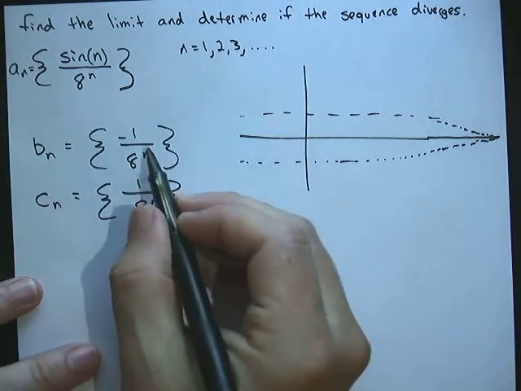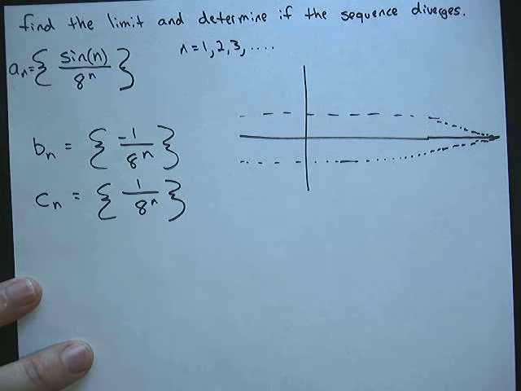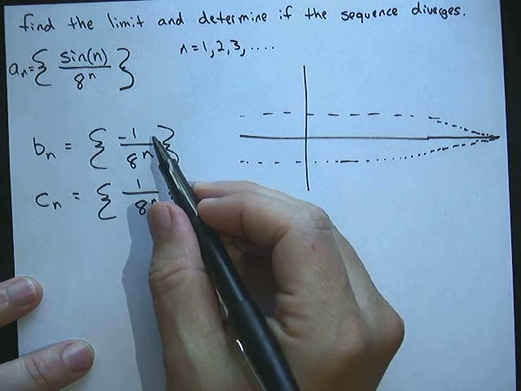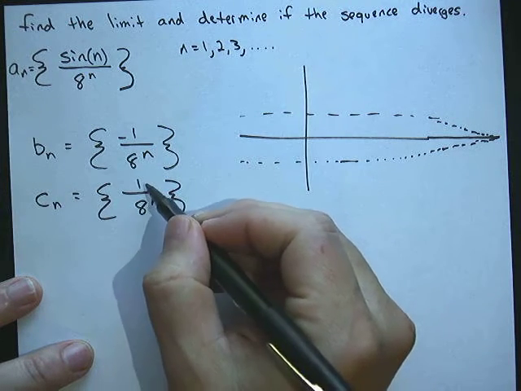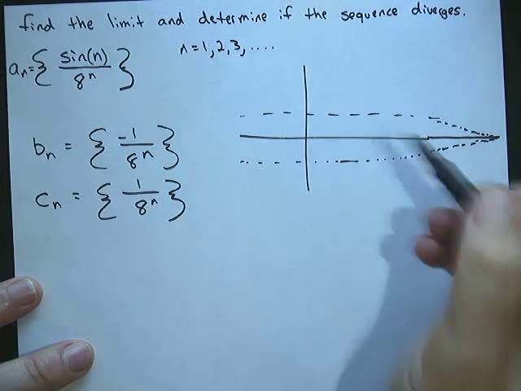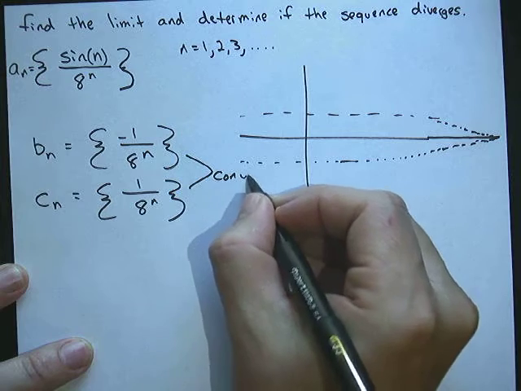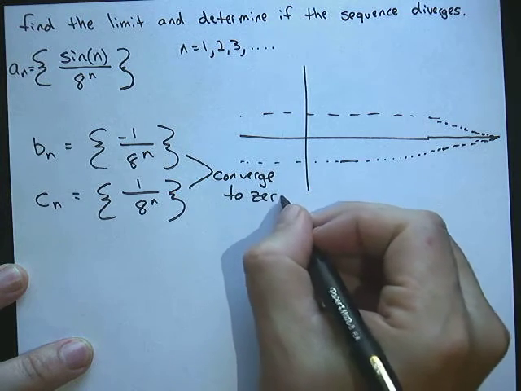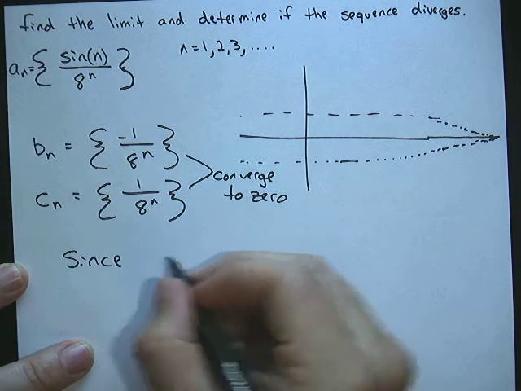You can look at -1 over 8^n, and if you plug in bigger and bigger numbers for n, you'll get -1/8, and then -1/64, and so on and so forth. It's the same here: 1 over 8, 1 over 64, and so on. So both of these converge to 0.